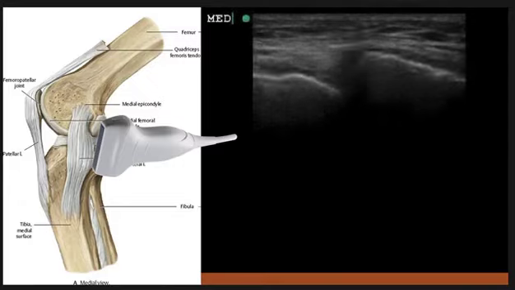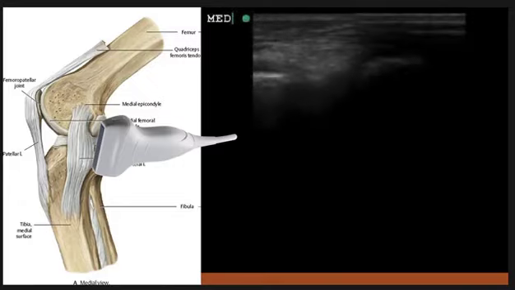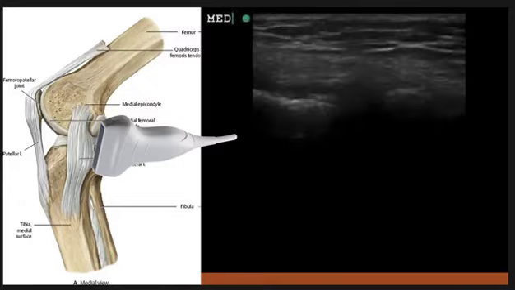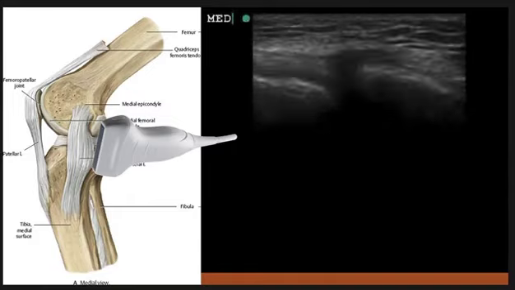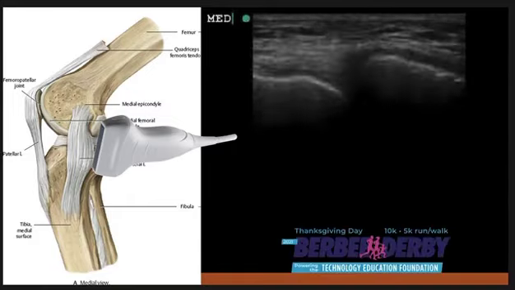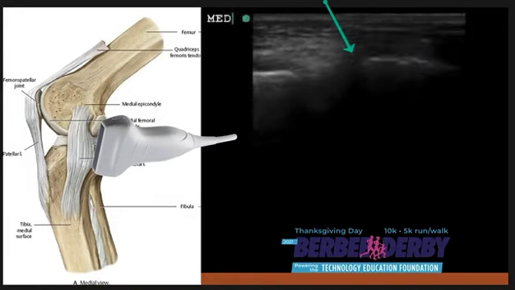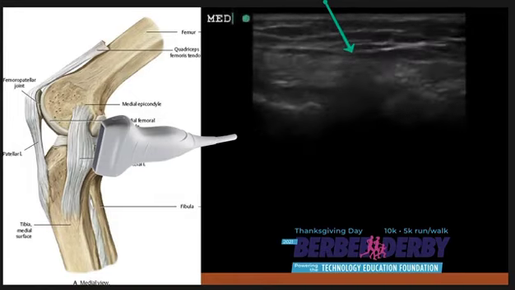And finally, the view of the medial knee. This is the interface between the femur and the tibia. It's very similar to the lateral view. There's not fluid on this view, but this patient was training hard for the Derby and has a little hypoechoic area that could be a strain of the medial collateral ligament.